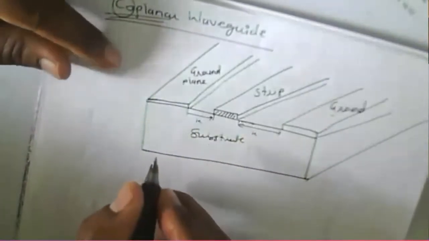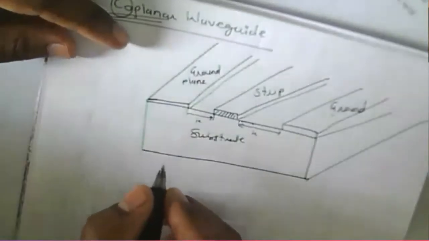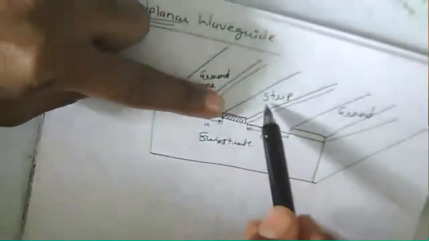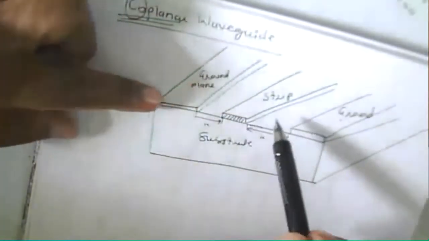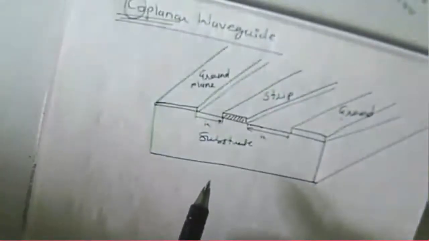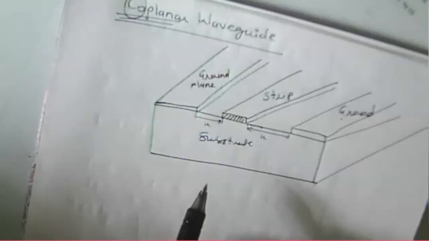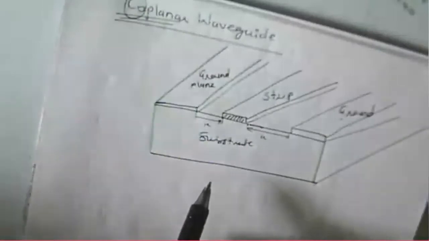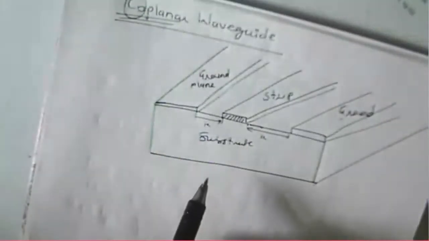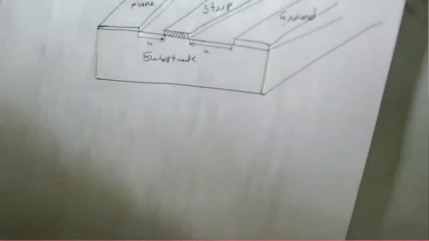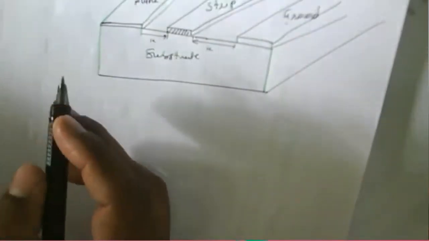So if you want to connect a component, that means an active component like a FET or BJT, these can be connected easily, because all the setup, the chip and the conductor, is in a single plane. That's why we can easily connect that particular component there. So that is your coplanar waveguide, and you can use it for different applications or purposes.